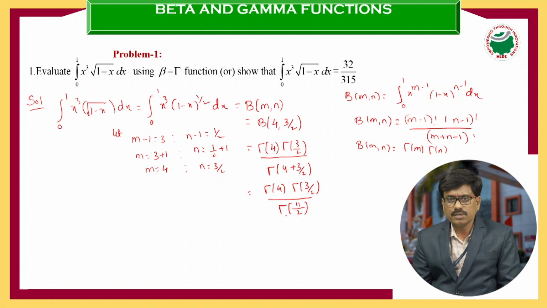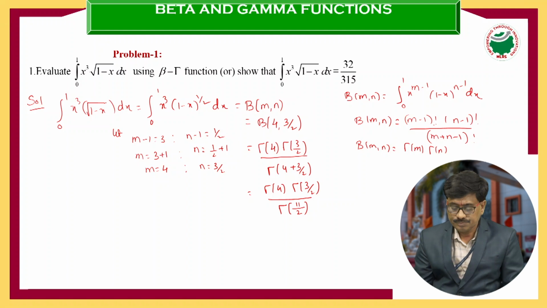Now we need to find out gamma of 4. Already in the previous modules, I discussed how to calculate the gamma of integer values as well as negative values and positive values, except when n is equal to 0. There is a discontinuity of the function at the particular point n equal to 0.